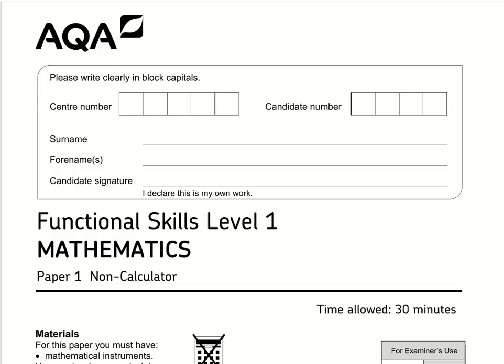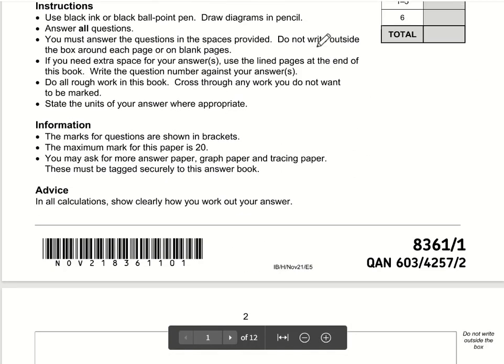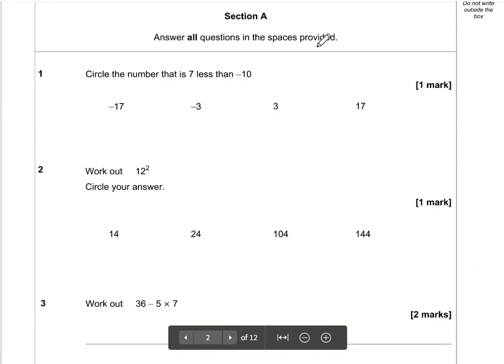Here are the video solutions for AQA Functional Skills Maths Level 1. This is paper 1, which is the non-calculator paper, and this is November 2021. So let's take a look at question number 1.